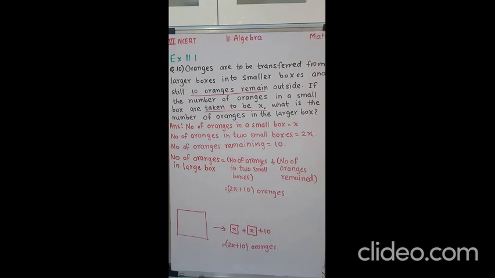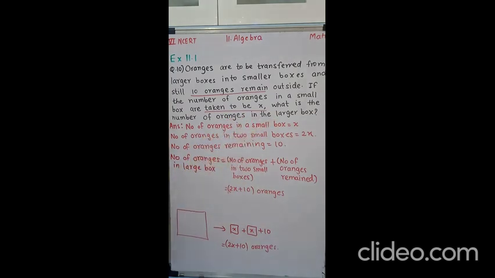We are solving grade 6 mathematics NCERT chapter number 11 algebra exercise number 11.1 question number 10. The question is that oranges are to be transferred from the larger boxes to the smaller boxes and still 10 oranges remain outside. If the number of oranges in the small box is taken to be x, what is the number of oranges in the larger box?